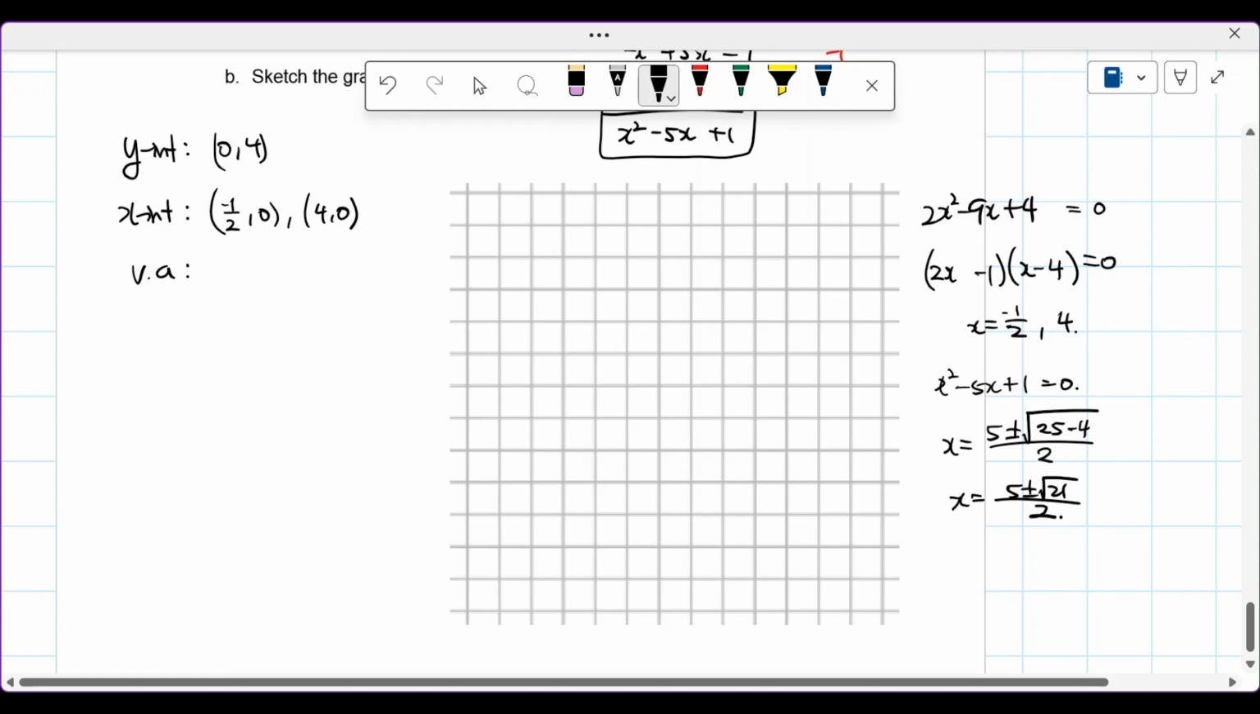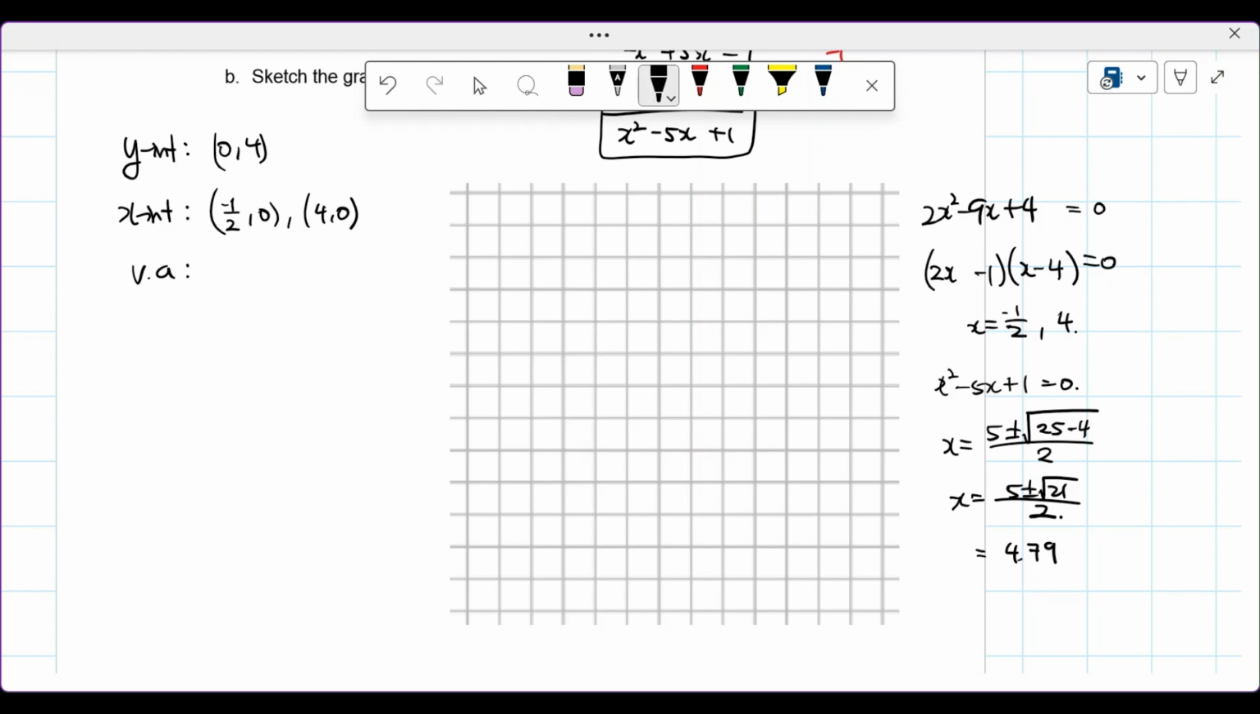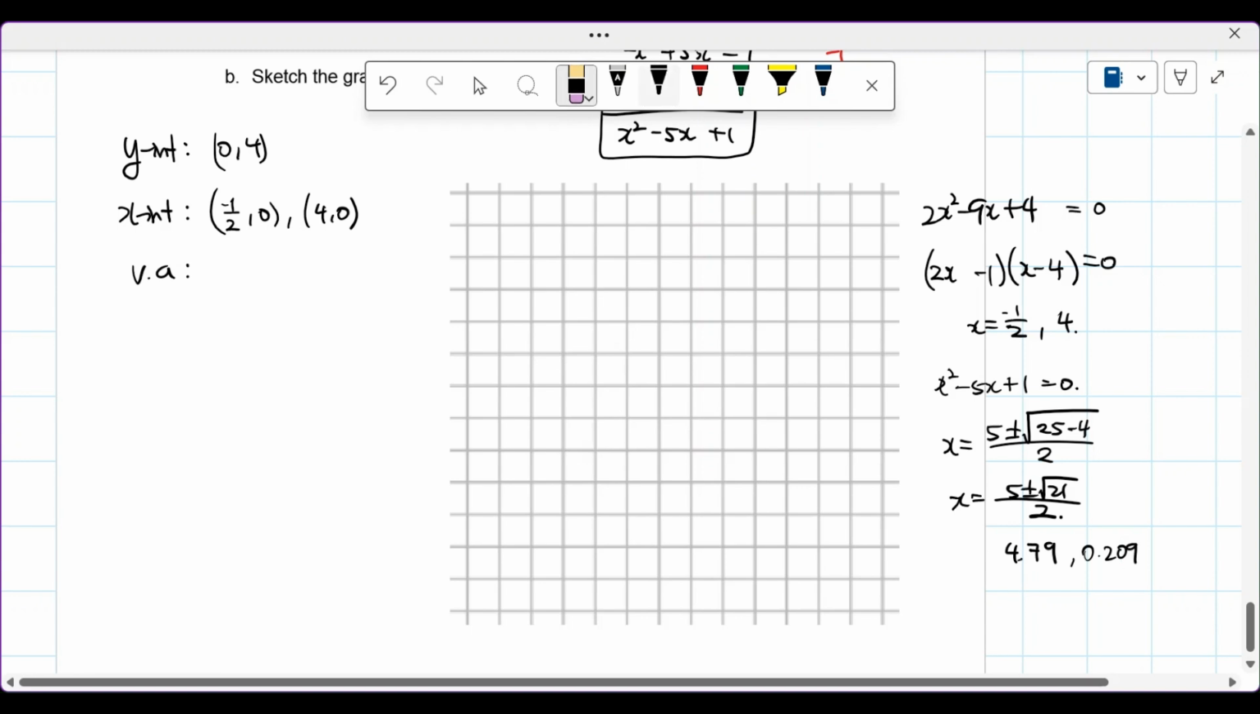That's a weird number, so let's use calculator. 5 plus square root of 21 divided by 2 is going to be 4.79 approximately. And if I do minus square root of 21, it's going to be 0.209 approximately. So I know that my vertical asymptotes are at x equals 4.79 and x equals 0.209. So I have two vertical asymptotes.